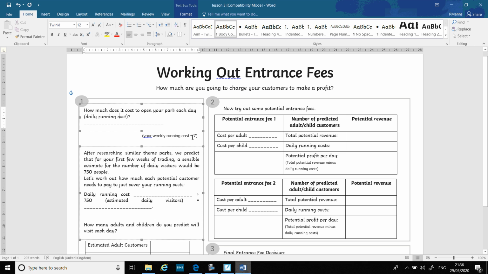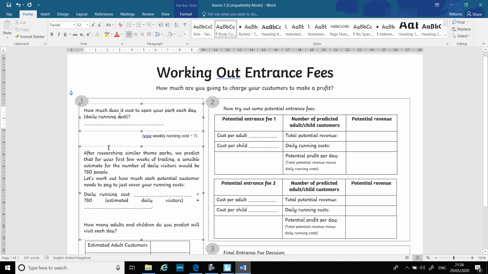You then need to divide that by 7, because there's 7 days in a week, to work out how much it'll cost each day to run your park. So this isn't the build costs, this is the running costs from Tuesday's lesson. So what's the weekly running cost? Divide that by 7. For example, if the weekly running cost was £7,000, divided by 7 would be £1,000. Yours would be more than that, okay? Because the weekly running cost will be a bit higher than that.